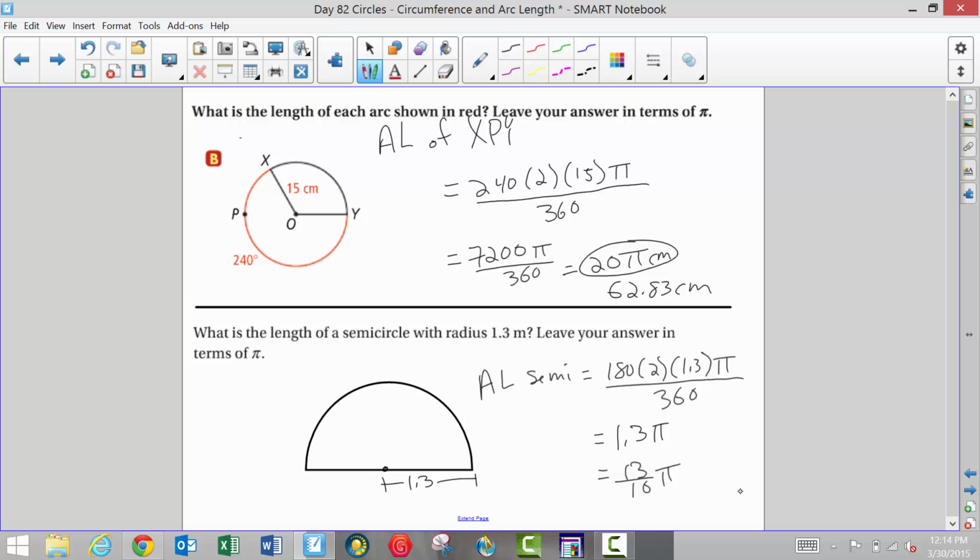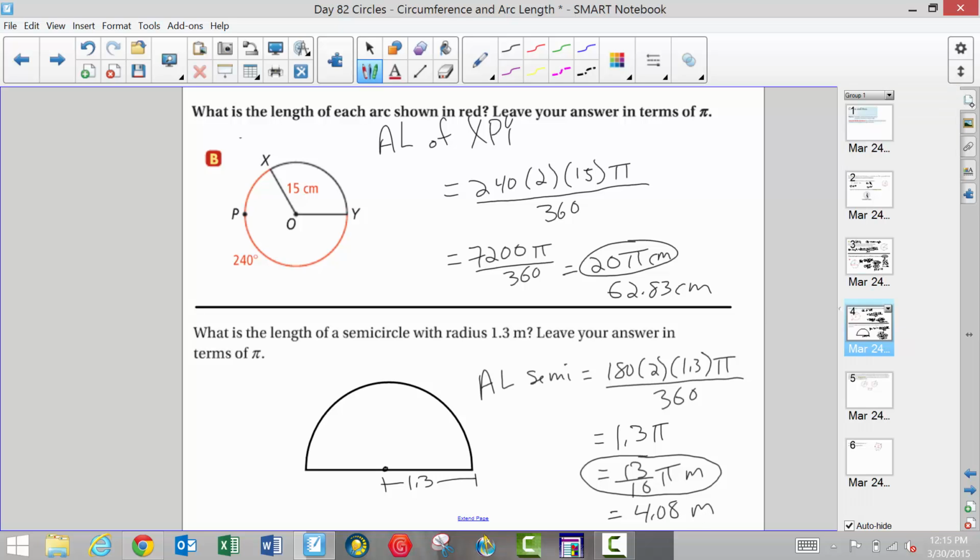And if you don't want it in pi form, 1.3 times pi is 4.08, or it's equal to 4.08 meters. So 13 over 10 pi is your answer in terms of pi. 4.08 is your answer rounded to the nearest hundredth.